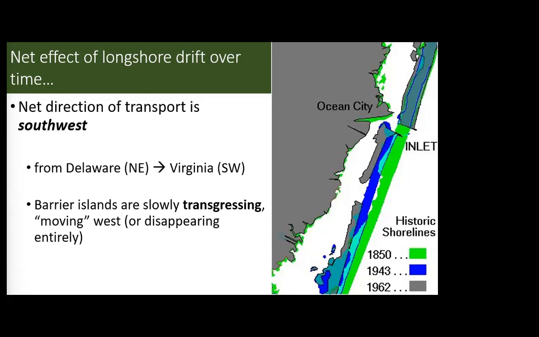But as you can see, we have Fenwick Island up to the north here, north of where it says inlet. We have Assateague Island to the south. So as you can see, Assateague Island used to be a lot further east. Slowly but surely, it's moving further and further inland. So this is where we get what's known as transgression, where the barrier island is moving slowly towards the shoreline.